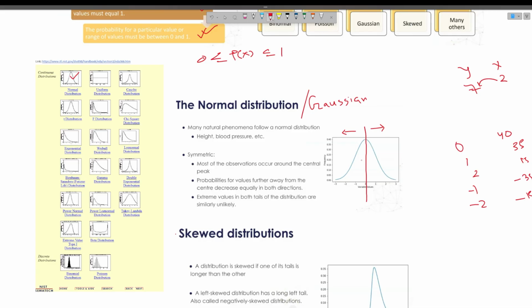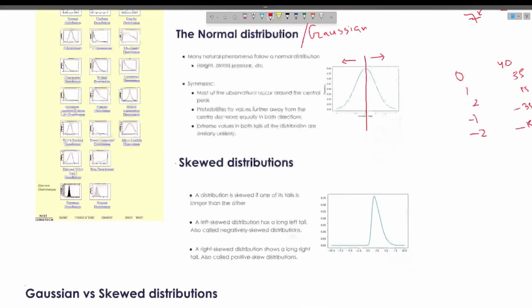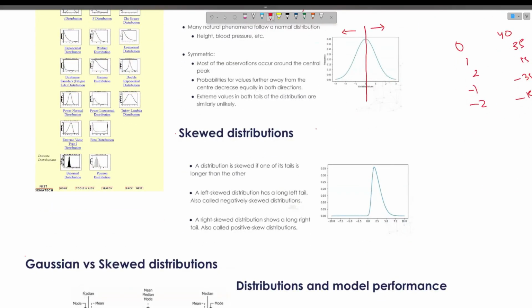If you plot them, you can see something like that. Here it is symmetric, because we have 3 out here and 3 out here, and it can be divided into 2 equal portions. But we can have another kind of graph, which is the skewed distribution. A distribution is skewed if one of its tails is longer than the other. A left skewed distribution has a long left tail, also called negative skewed, and a right skewed distribution shows a long right tail. Long left and long right.